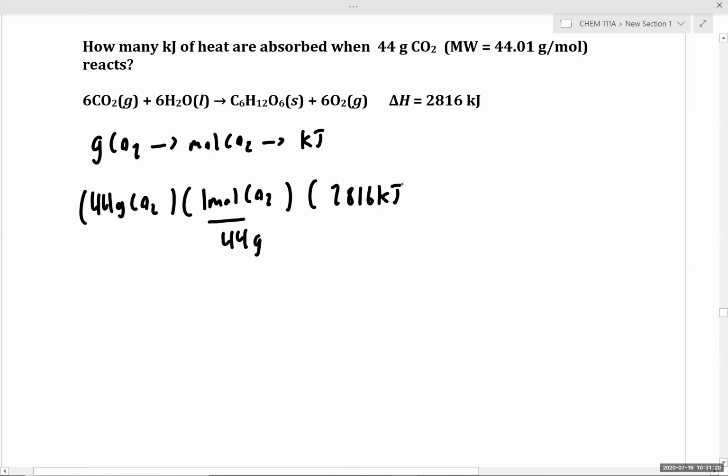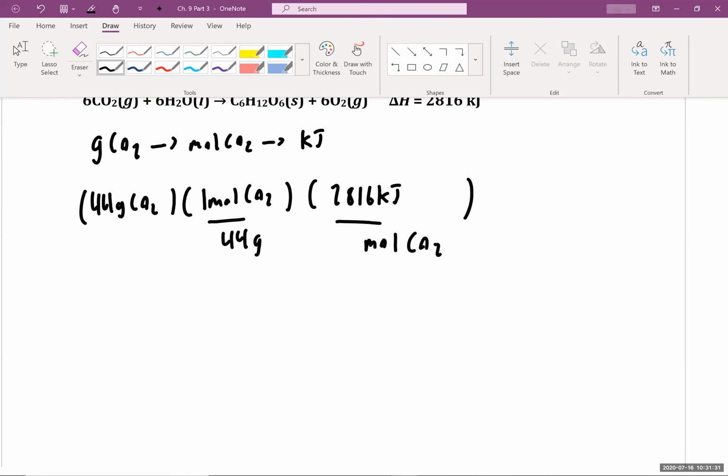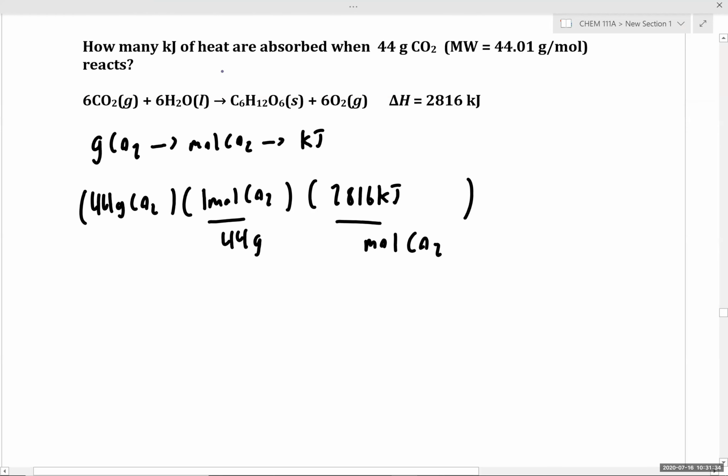2,816 kilojoules of energy absorbed per how many moles of carbon dioxide? How many moles of carbon dioxide are reacting in this given thermochemical equation? 6. 6, exactly right. So now we have all the data we need to punch into our calculator.